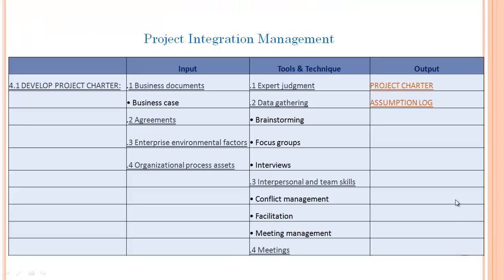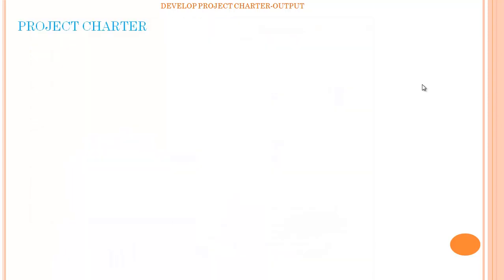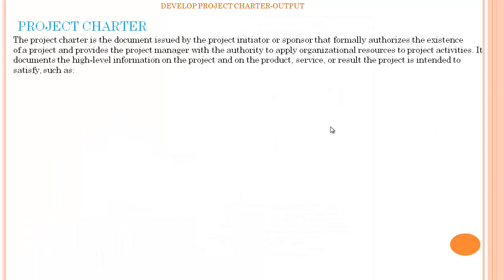Now we'll explore the outputs in develop project charter. First output is the project charter. The project charter is the document issued by a project initiator or sponsor that formally authorizes the existence of a project and provides the project manager with authority to apply organizational resources to project activities.